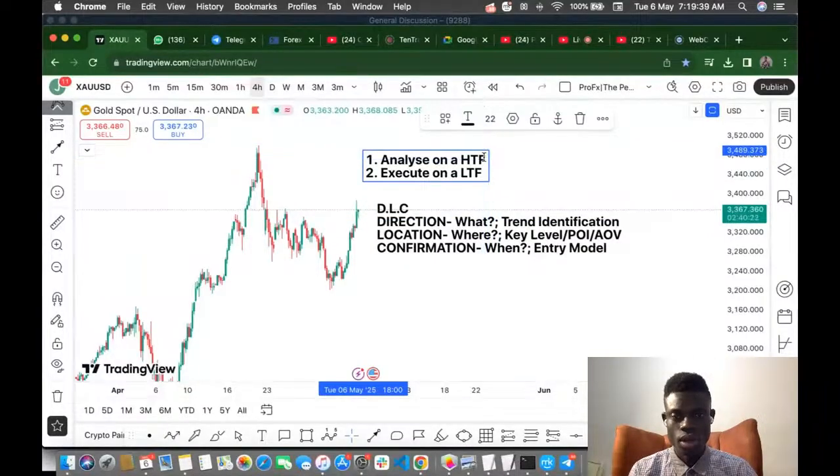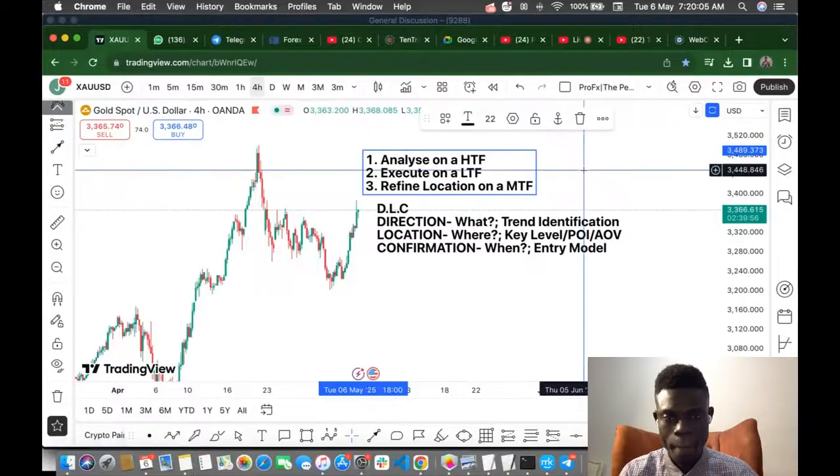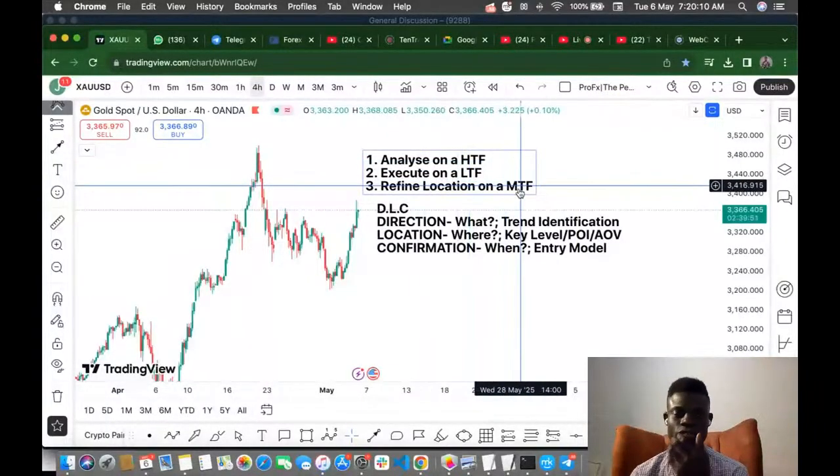So I can add a third step and say: refine location on a medium time frame, MTF. These are like a sidebar. Refine location on a medium time frame.